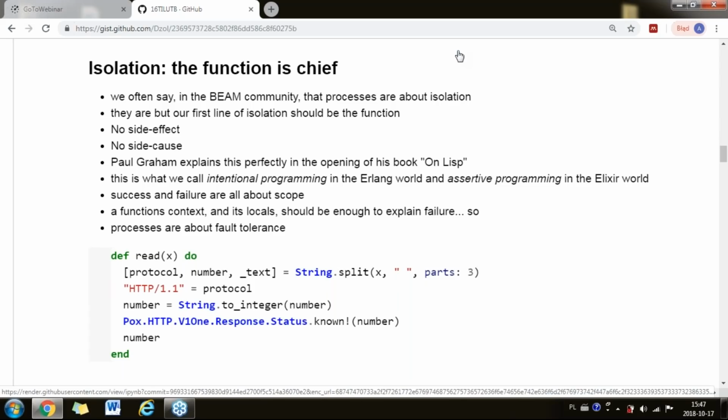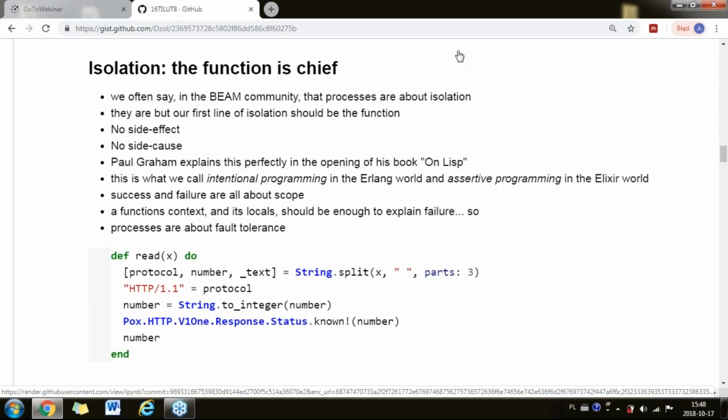So if we combine this now with the Beam philosophy, which is that processes are fault tolerance, as soon as something goes wrong, because a pattern match fails on a particular line, for example, which is what I'm trying to illustrate with the read example. So here we have the protocol string being matched on the third line down. If that goes wrong, we know straight away that the process is going to crash, and we'll get a really clear error message that tells us, okay, something went wrong on line 3, and this is the issue we had.